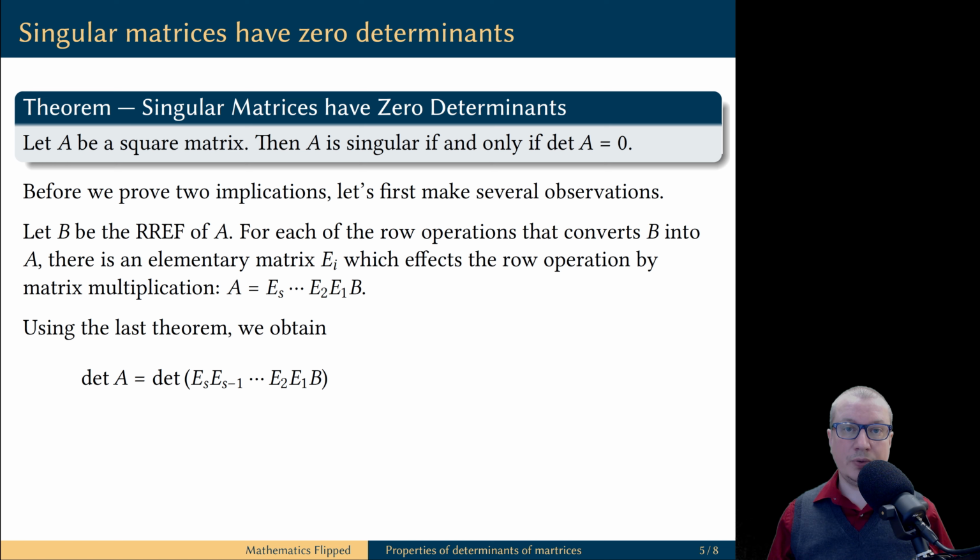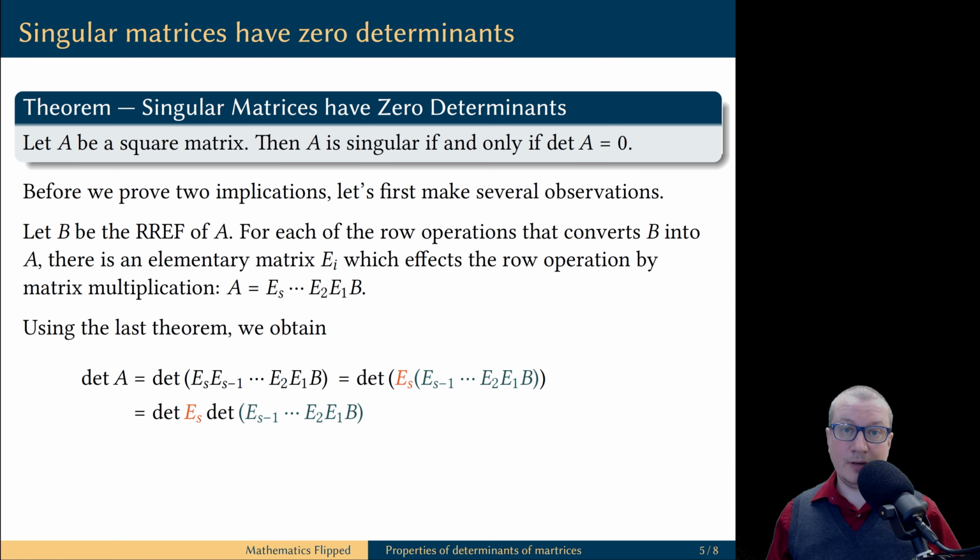Now, let's compute the determinant of A. It is equal to the determinant of this long product of matrices, and let's think of this long product as follows. It is the leftmost matrix ES multiplied by the rest of the product. By the last theorem we just proved, this is equal to the determinant of the matrix ES multiplied by the determinant of the other matrix.